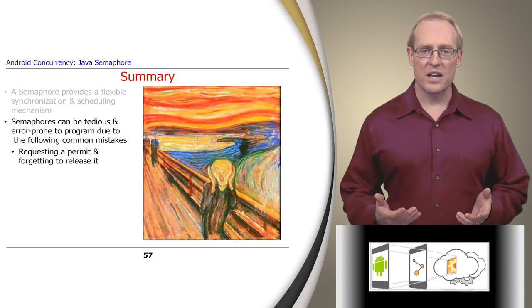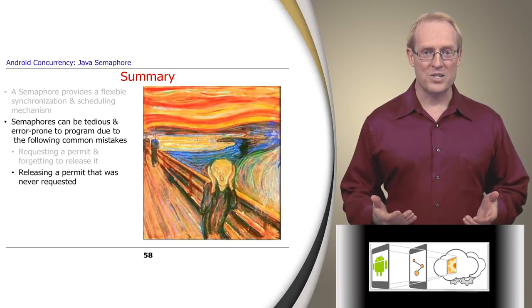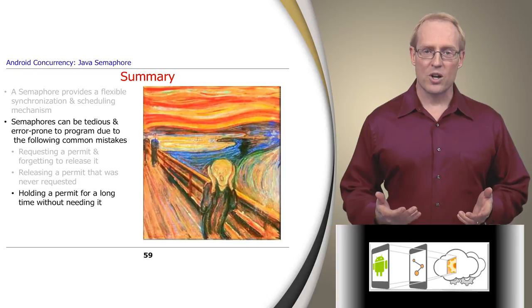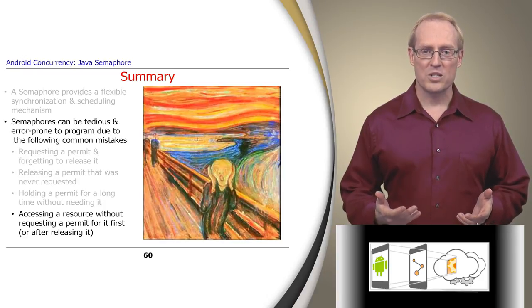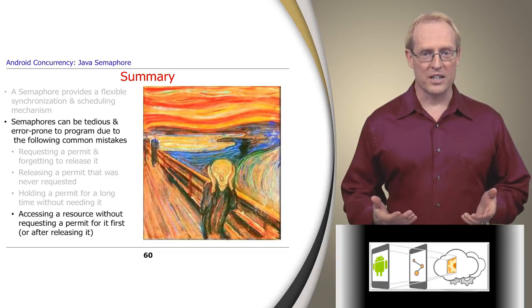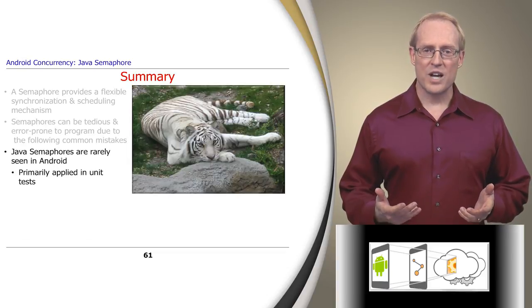Semaphores can be tedious and error-prone to program due to the following common mistakes: requesting a permit and forgetting to release it, releasing a permit that was never requested, holding a permit for a long time without needing it, and accessing a shared resource without requesting a permit for it, or after releasing it. For these reasons, Java semaphores are rarely seen in Android, being limited primarily to unit tests.